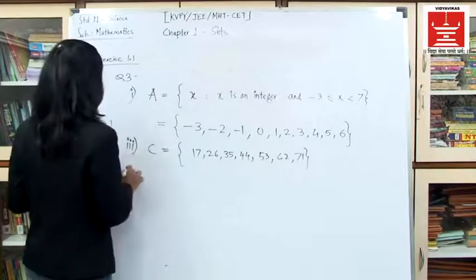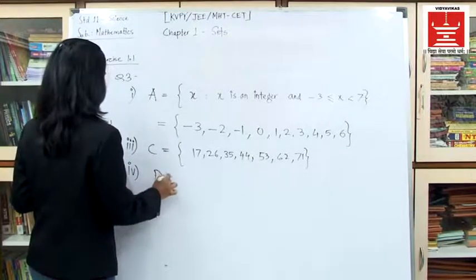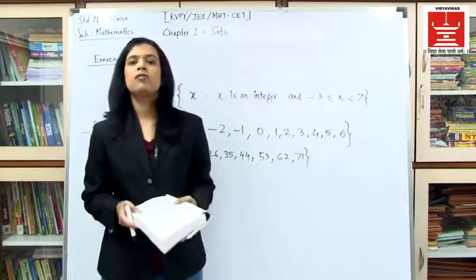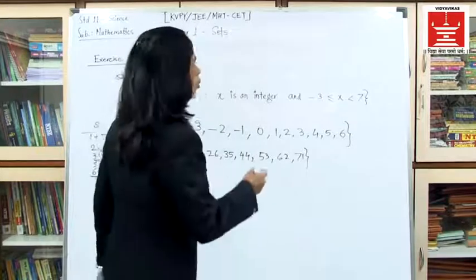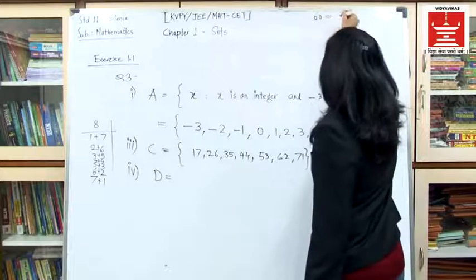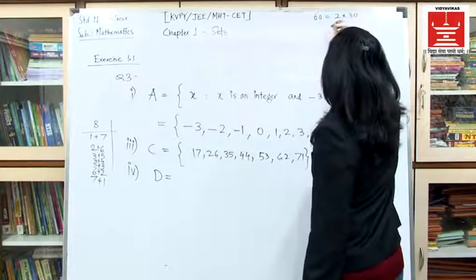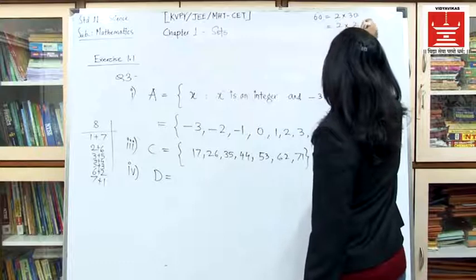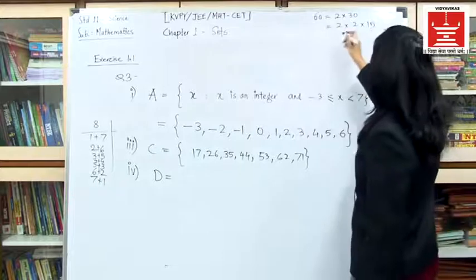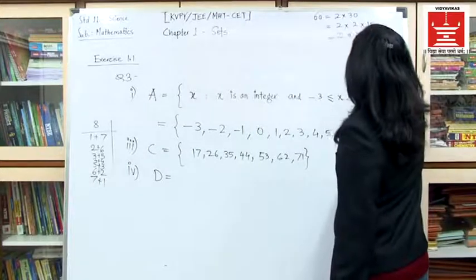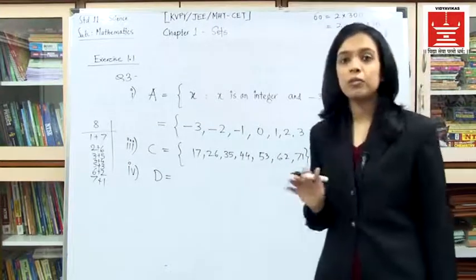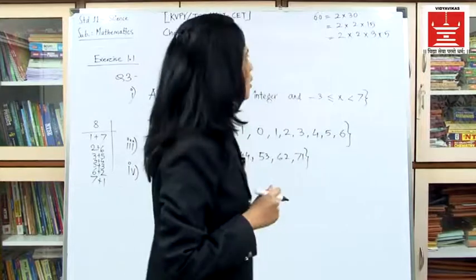Then comes set D. x is a prime number which is a divisor of 60. So we know how to consider divisors of 60, right? So what are divisors of 60? It is 2 into 30. Then 2 into 2 into 15. So we are considering the prime factorization of it. Then 2 into 2, 15 can be 3 into 5, and that's it. We stop because this is the prime factorization of 60.